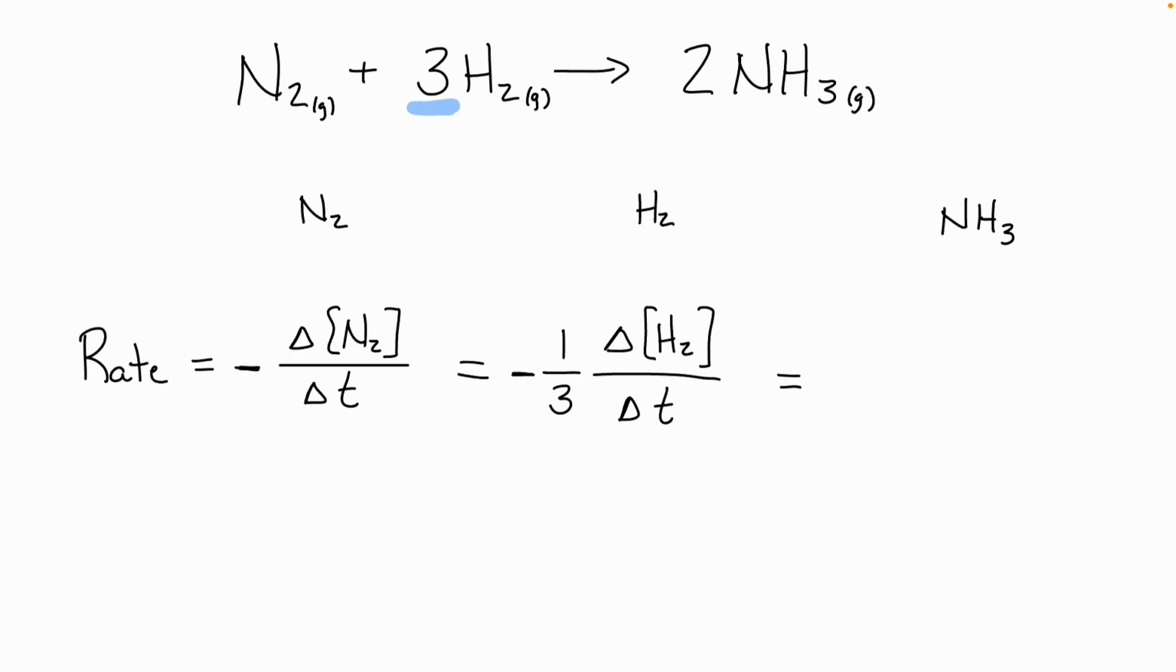All right, and then if I'm going to do my ammonia concentration, ammonia is a product, so that's going to be increasing, so I don't have to multiply it by the -1, but I do still have to account for the stoichiometric coefficient, so this would be 1/2 times the change in ammonia over time.